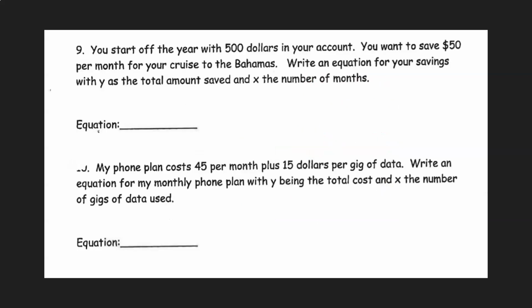All right, word problems. You start off the year with $500 in your account. You want to save $50 per month for your cruise to the Bahamas. Oh, does that sound nice? Write an equation for your savings with y as the total amount saved and x is the number of months. So again, you still need your m and your b. So your b is your starting point, and the words give it away. So you start with 500. And then every month you're going to save $50. So plug everything in where it belongs. Y equals 50x plus 500.